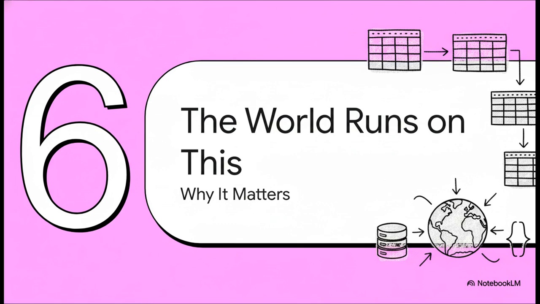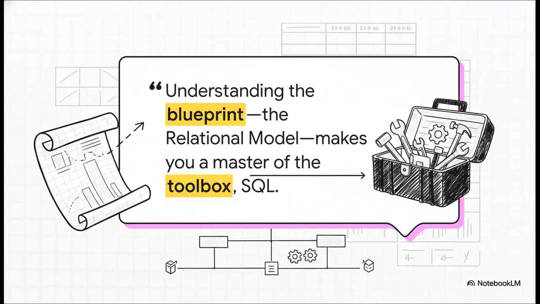So we've gone all the way from this abstract idea to a practical tool. But let's zoom out for a second. Why does any of this matter? Why has this simple model of tables, rows, and columns been so incredibly dominant for so long? And really, this is the whole point. The two are completely connected.